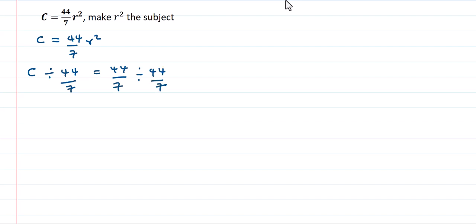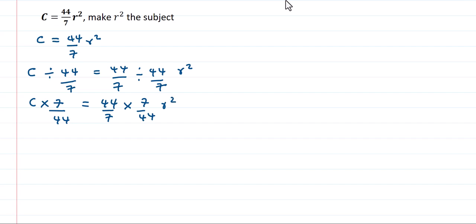Reason being because 44 over 7 is the coefficient of r squared. Doing that, we can have that c multiply, because we have a division, let's multiply, and then flip the fraction. 7 over 44 is equal to 44 over 7 times 7 over 44. Then we'll have r squared.